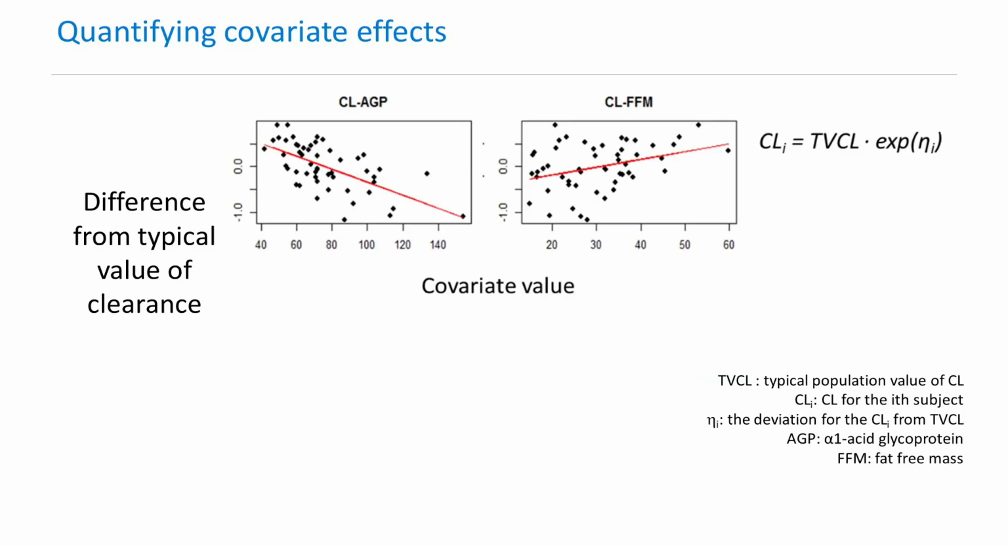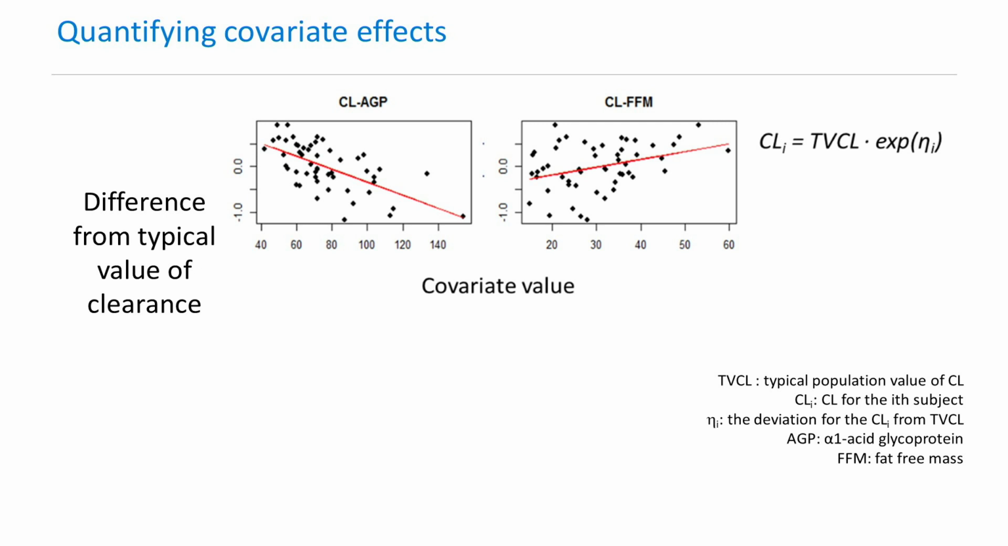The important part of pop-PK is one of the things that it gives us is the ability to quantify covariate effects. So those U's that I was talking about before, those are sometimes called ETAs. These are the differences from, in this case, the typical value of clearance. And what you can see is that when we plot these versus two different covariates, in this case alpha-1 glycoprotein, which is a plasma protein, and on the right side is fat-free mass, there is a relationship. People with a high AGP tend to have a lower clearance. People with a low AGP tend to have a higher clearance.